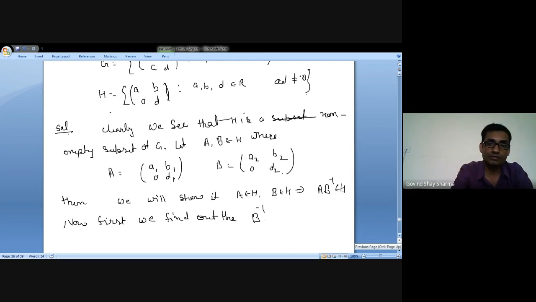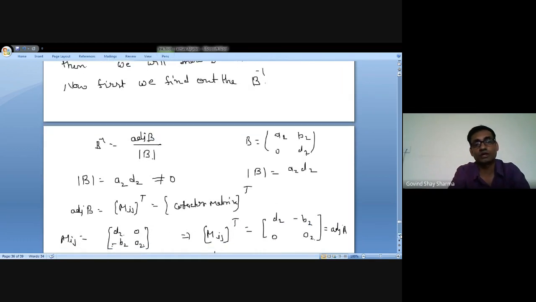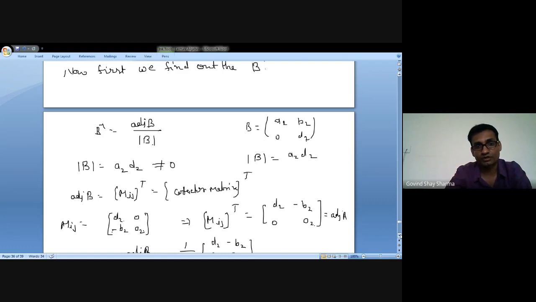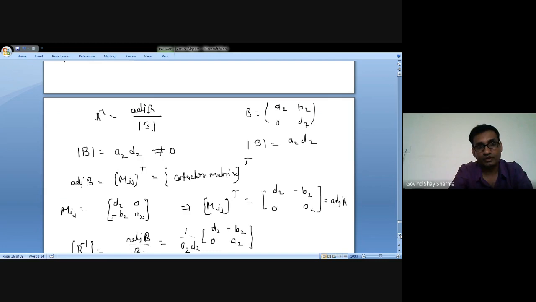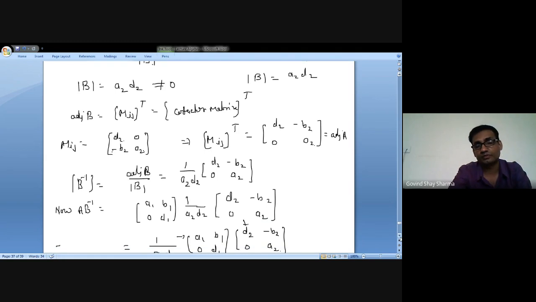Now we find out A B inverse. For that we need B inverse. B inverse is equal to adjoint B upon determinant of B. Then determinant of B we get A2 D2, and adjoint B is equal to the transpose of the matrix of cofactors. So the cofactor matrix is D2, 0, minus B2, A2. So transposing it, D2 minus B2 0 A2. So B inverse becomes 1 upon A2 D2 of the matrix D2 minus B2 0 A2.